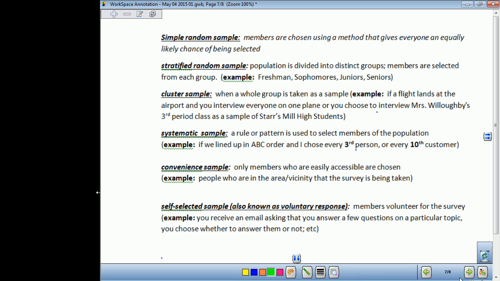And that's how you chose to sample. Or, as the school did this year, on the teacher surveys, they chose to survey just my 3rd period class. And that was it. So on the teacher survey, that was for my teacher evaluation, it was just my 3rd period class. No other students that I teach all day long. A systematic sample, that's where a rule or a pattern is used to select members of a population.